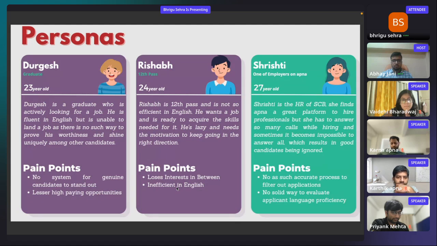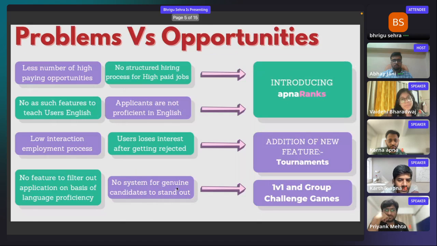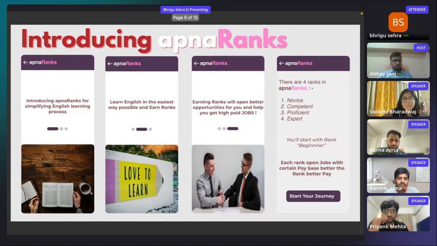Like there are apna badges, but wo ek had tak you can easily get apna badges, but it cannot differentiate you properly as alag se. So that's why I figured out three basic reasons: apna tournaments for retention, apna ranks for users to stand out, and 1v1 and group challenge games, jisse ki retention increase ho sake.